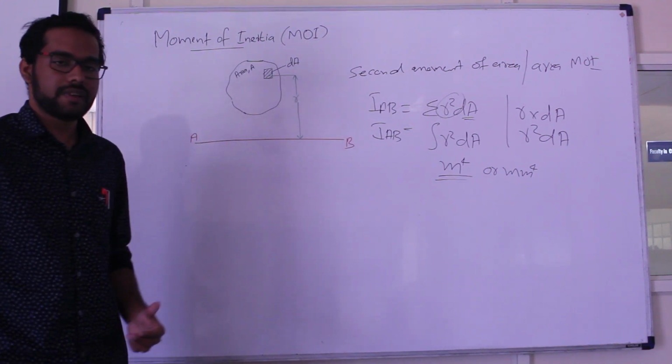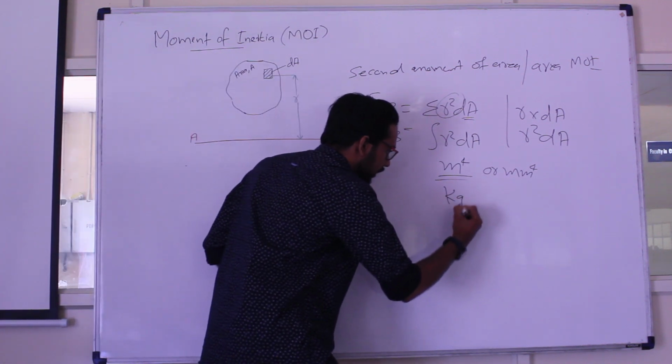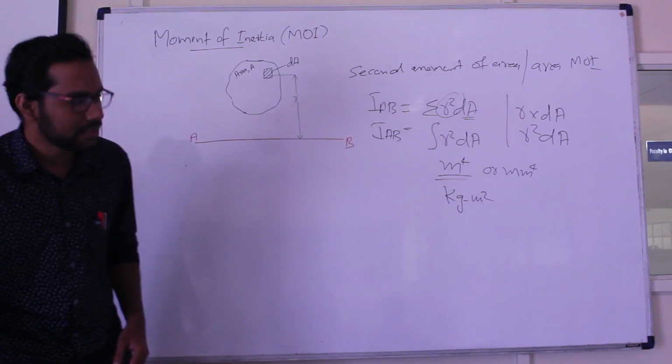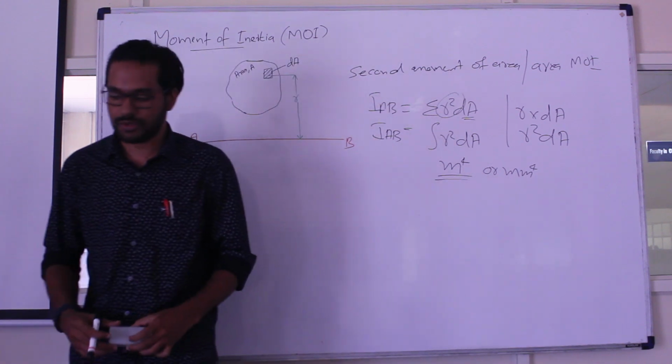And the mass moment of inertia, I will tell you later. Actually, the unit of mass moment of inertia is kilogram meter square. So today we are discussing the area moment of inertia, so this is actually meters raised to 4 or mm raised to 4.